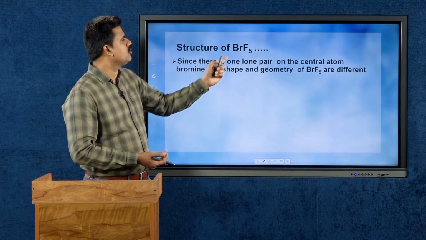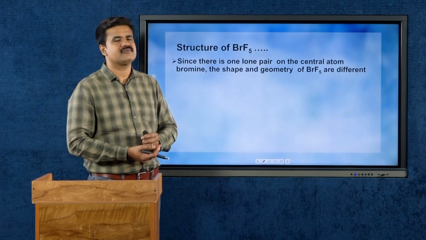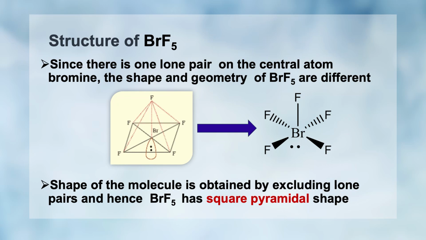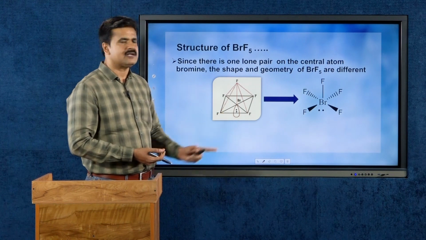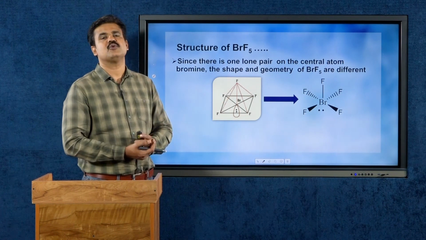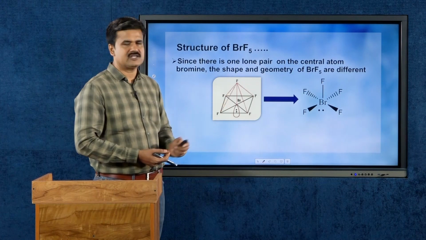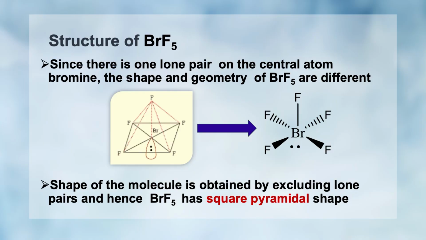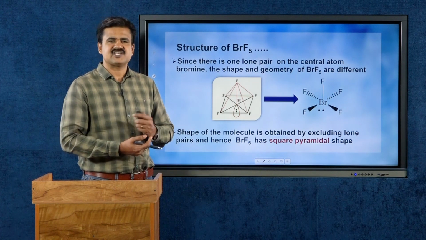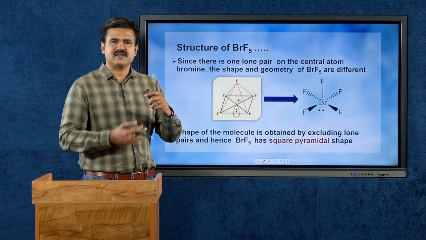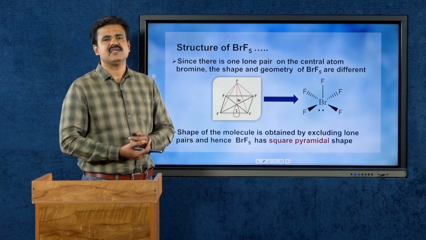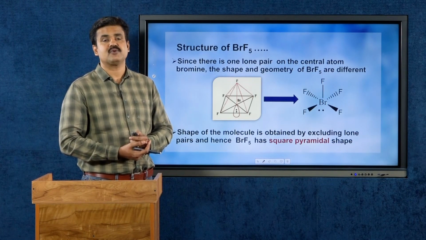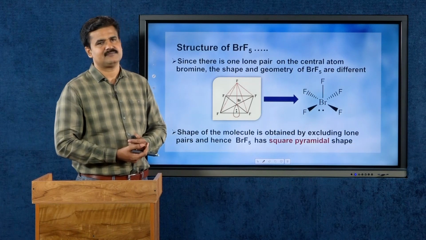Since there is one lone pair on the central atom bromine, the shape and geometry of BrF5 are different, and this is the representation of the geometry as well as the shape. Here there is a lone pair, so this is octahedral with one position occupied by the lone pair, and if you remove that lone pair, we will get the shape. Shape is always rigid, and you can say that the structure of this molecule is square pyramidal. That is, the shape or structure of the molecule is obtained by excluding the lone pair, and hence BrF5 has a square pyramidal shape or square pyramidal structure.